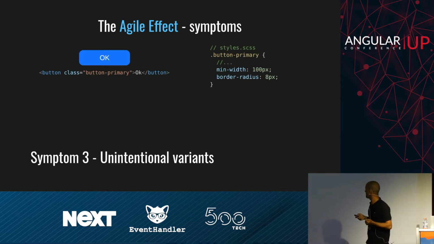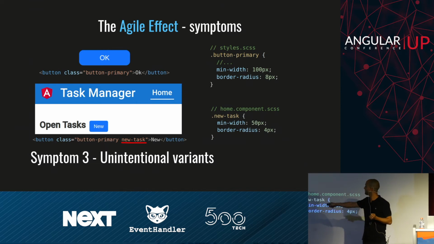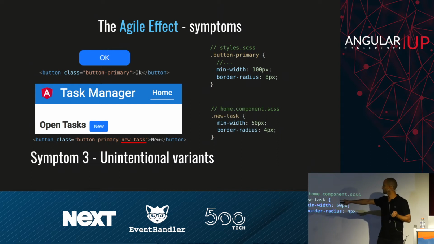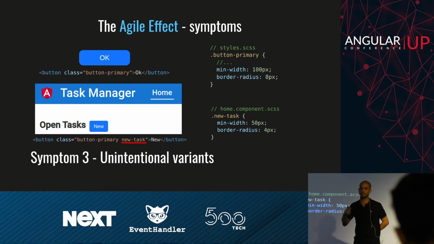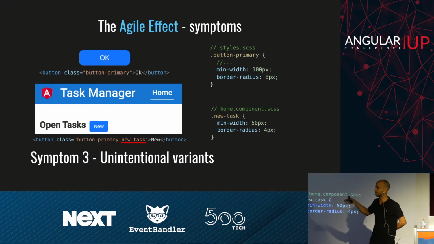And third, unintentional variance. We have the primary button, and then in one instance, I've added another local class, new task, and this class overrides some of the styles. So I've ended up having 2 different kinds of buttons. And in a large application, that can be dozens of different buttons. And once again, we have lots of buttons, and we're not sure which of them are correct and which of them should be refactored.